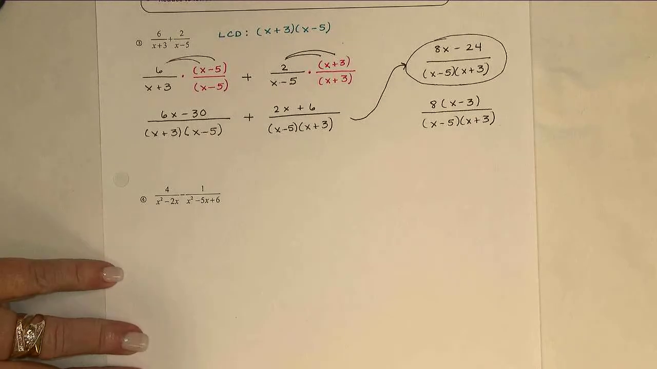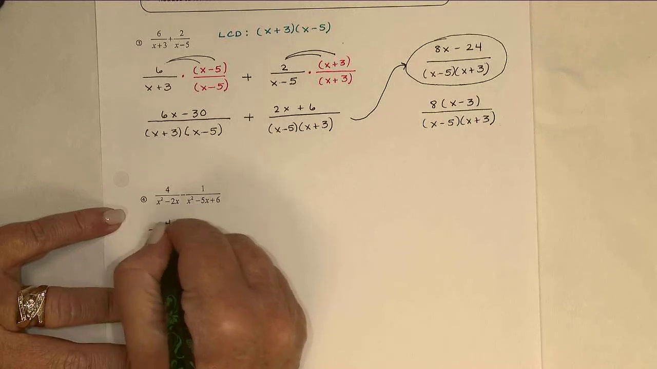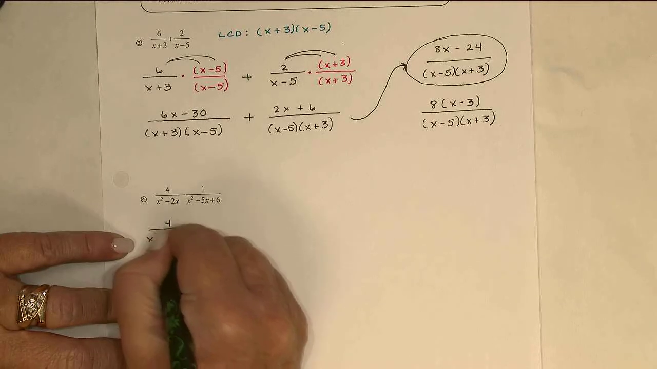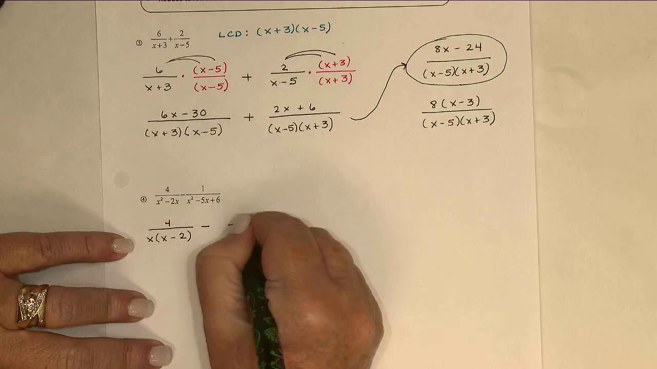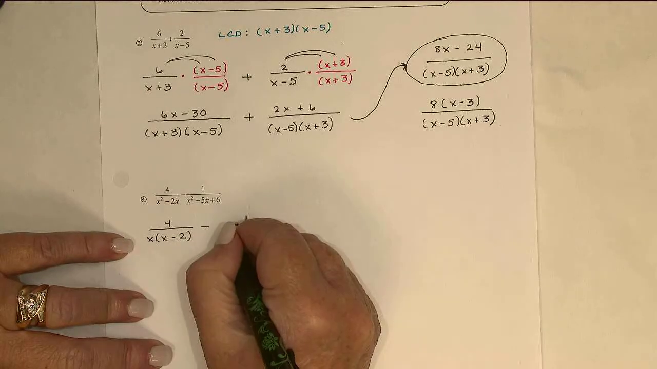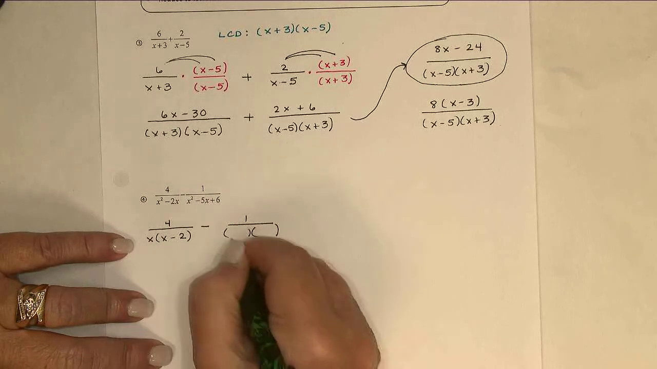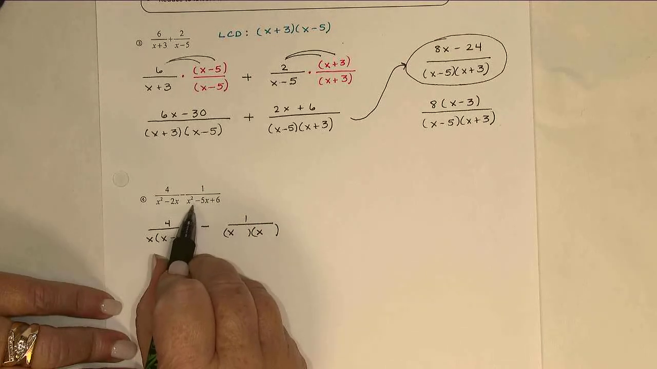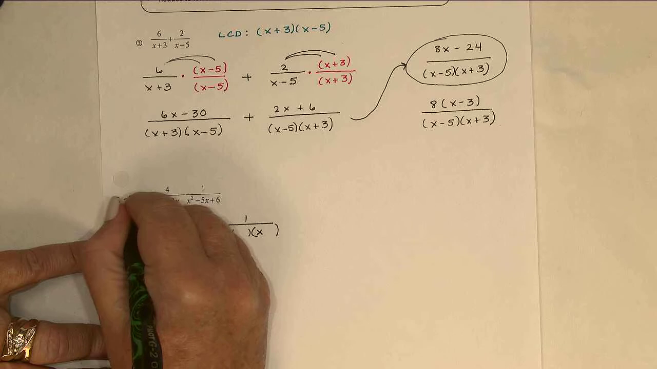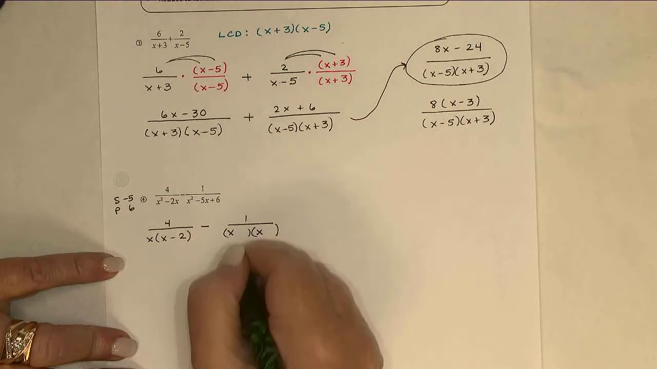Example 4, there is some factoring I can do in those two denominators, so I'd like to do that first. First fraction, if I took an x out, I would have x minus 2. And second fraction looks like a trinomial with a equal 1. So x squared is x times x. And a sum of negative 5, product of 6, thinking negative 2, negative 3.